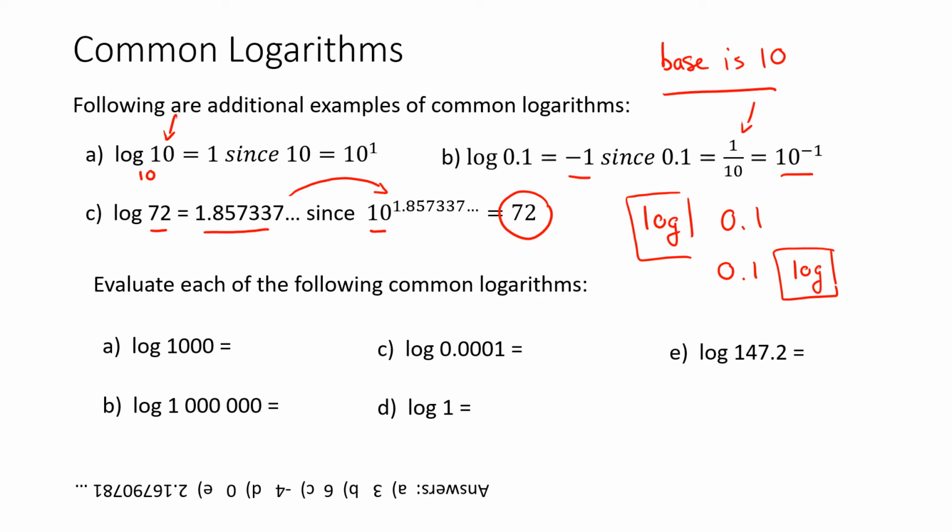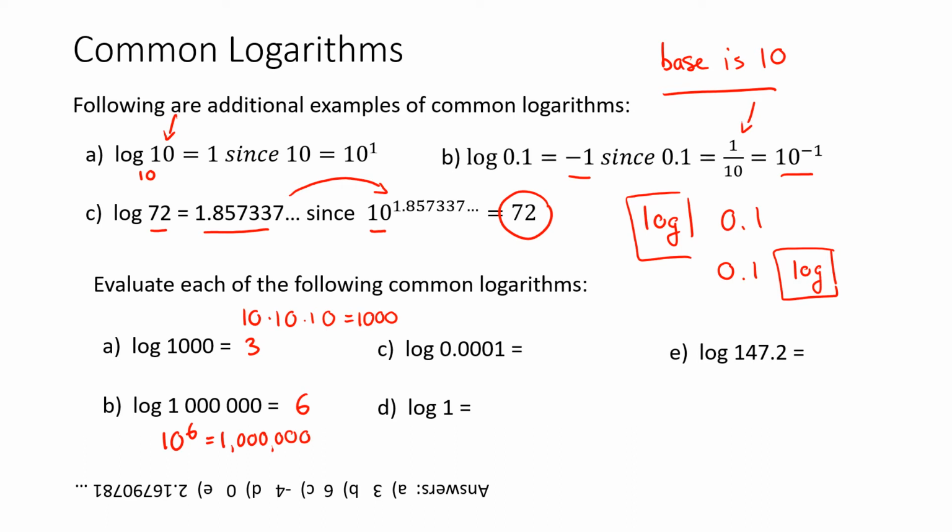We'll start with log of 1,000. For this one, we have 10 times 10 times 10 gives you 1,000. Or if you put this in your calculator, you should arrive at 3, because 10 to the exponent 3 is 1,000. For B, log of 1 million, again, you can put that in your calculator. You'll get an answer of 6, and that means 10 to the exponent 6 is 1 million. You can put that in your calculator to check your solution.